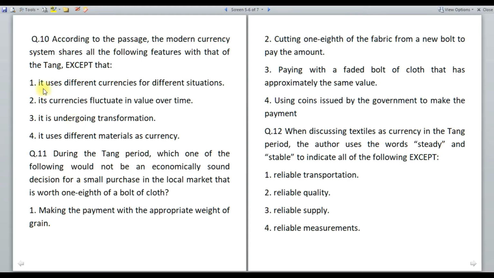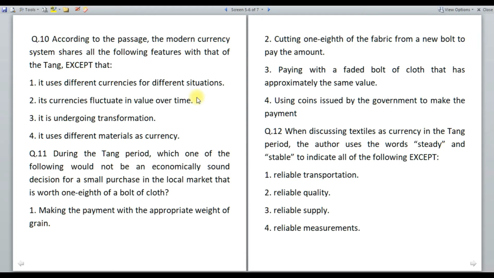Let's figure out the first one. It uses different currencies for different situations. All these 3 currencies, if you remember, coins, grains and textile, were used for different situations. Like for smaller payments, coins were used. For larger payments, the textile was used. For tax related payments, food grains were used. Different currencies were used for different situations during the Tang period. You can remember these details even without going back to the passage.